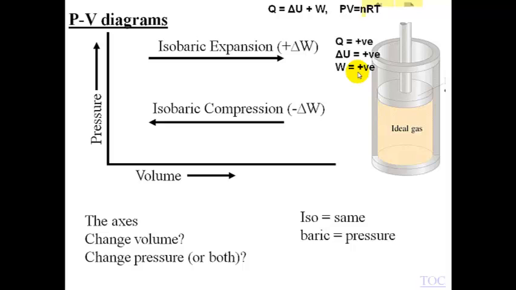What about an isobaric compression? This is going to be a negative value. If the volume goes down with a constant pressure, the temperature must go down. So this is going to be negative, that's going to be negative, so this must be negative.